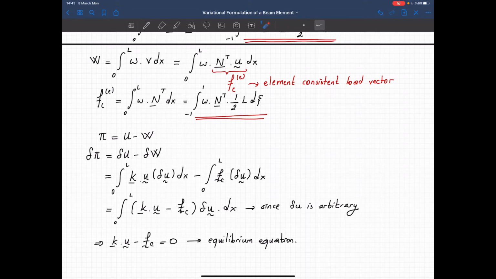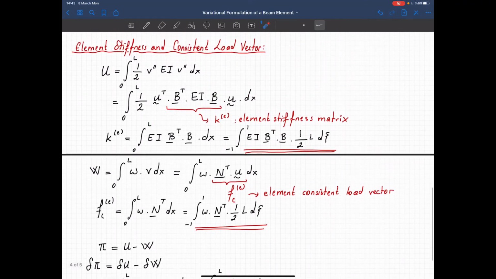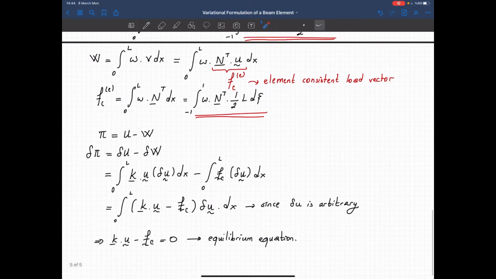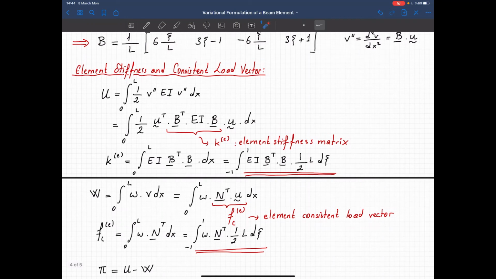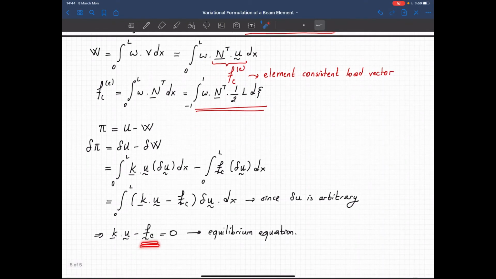So I just did that to show you this portion of the equation will give me the stiffness matrix, our classical stiffness matrix definition, because at the end of the day we end up with K times U. And this portion of the equation will give me the consistent load vector.